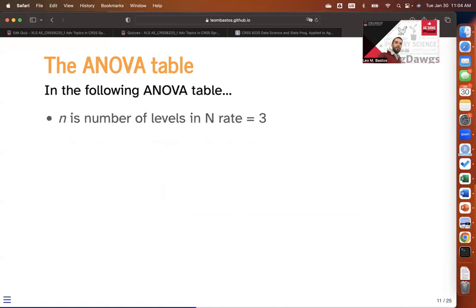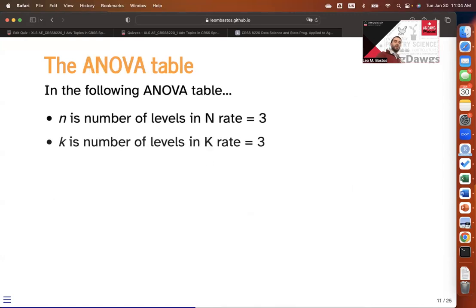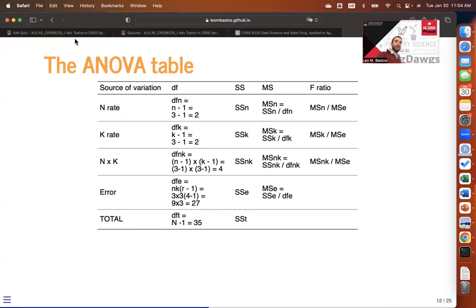If I come back here to my effects model, it does have the overall mean that I'm leaving out of the ANOVA, but everything else is here: the effect of nitrogen, the effect of potassium, their interaction, and the error. Knowing your model also helps you understand that you're getting the right ANOVA back after you run your model. So, main effect of nitrogen, main effect of potassium, their interaction, and the error.